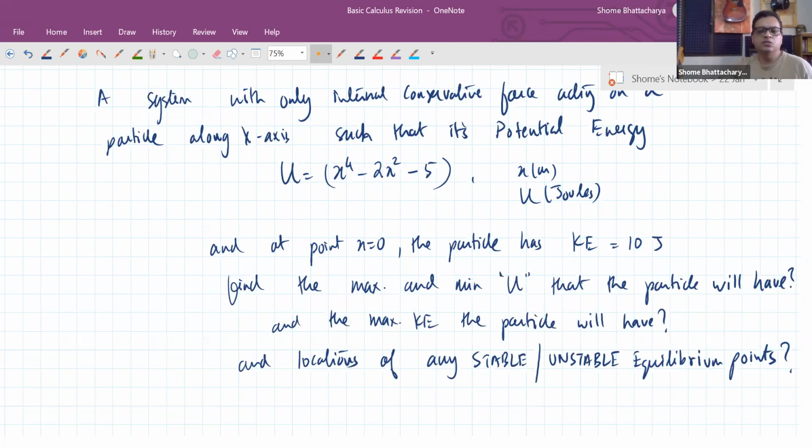So from that we can find the total mechanical energy, and from that, by using conservation of energy, we can understand how the kinetic energy and the potential energy are individually varying with position. So those are the concepts that we'll be using over here.